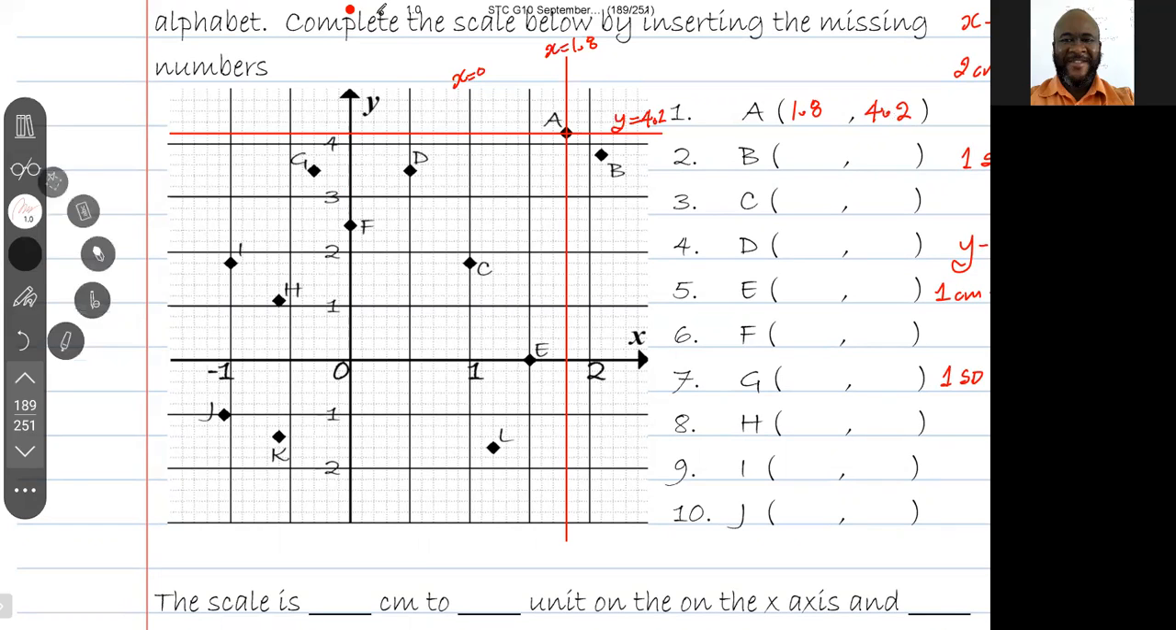All right. Being the perfectionist that I am, let me put this over here. This is the line y is equal to 4.2. So A is on the vertical line x is equal to 1.8, and it's on the horizontal line y is equal to 4.2. So A is the point 1.8, 4.2.